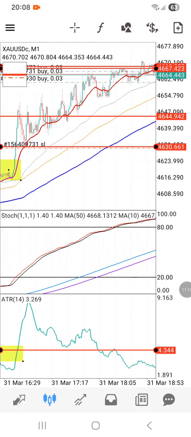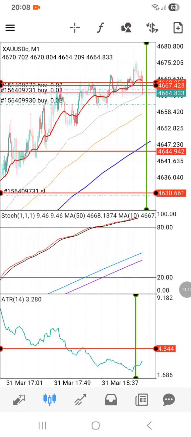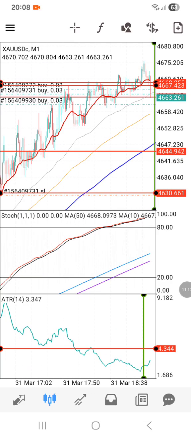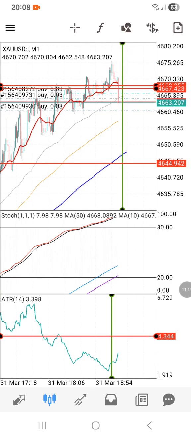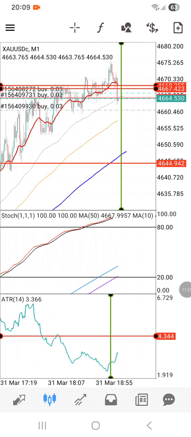Price will definitely range or move, but I've placed my stop loss here, which is like 300 pips away, or more than 300 pips away. All right, so that's what the strategy is all about.